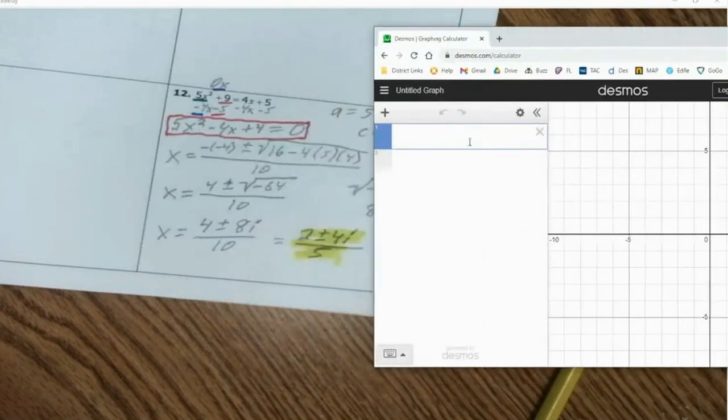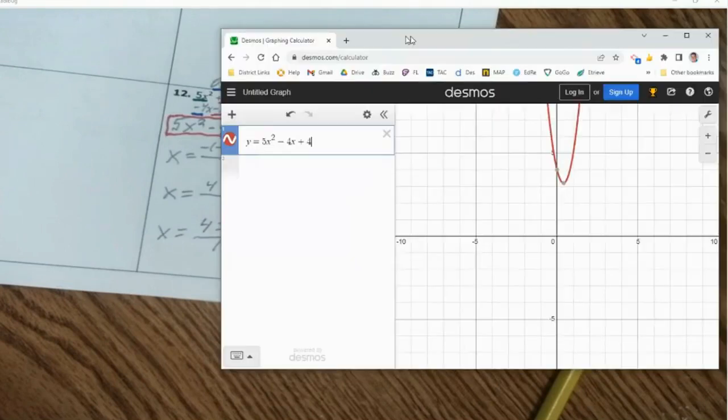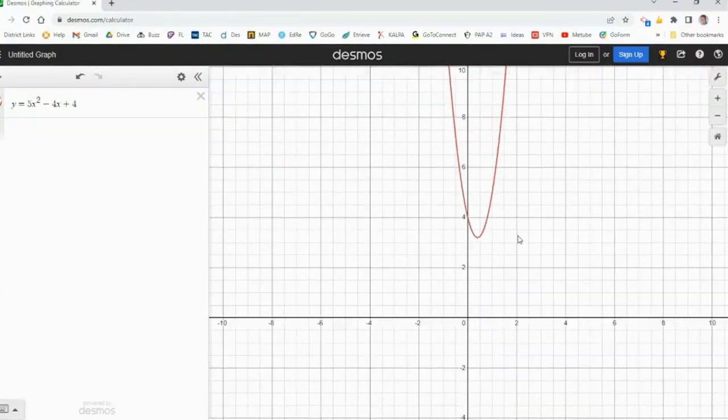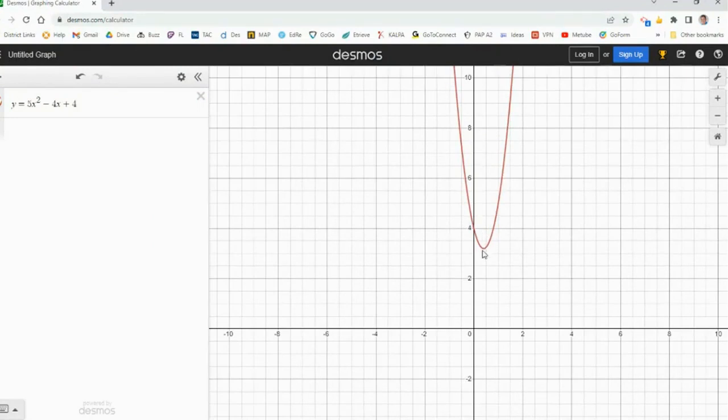So we're going to put the graph of this up here. y equals 5x squared minus 4x plus 4. So there's the equation, same equation we have there. We could have typed in the original equation, that would work too, but we set it equal to 0. And look, there it is. It is a quadratic equation. It does make a parabola, but there are no real zeros. There's nowhere that it really equals 0.